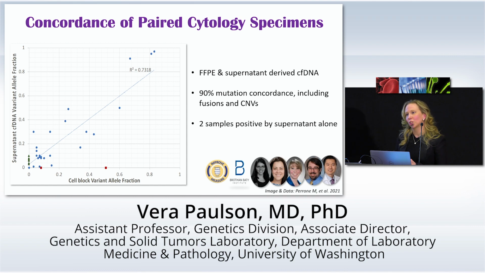2 of the samples were actually positive on supernatant alone, and this suggests that when you have a cell block that has really low tumor content in it, or you don't have enough of a cell block after you're done with IHC, rather than sending the patient back for another procedure, if we save that supernatant, you might be able to test it to see if there's a mutation.